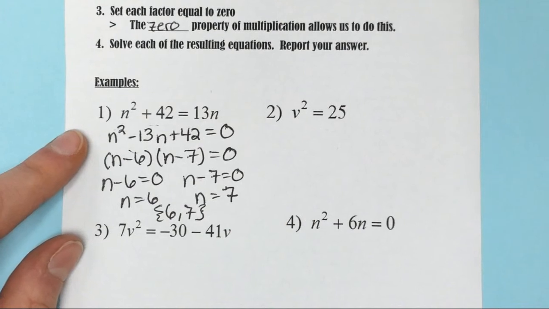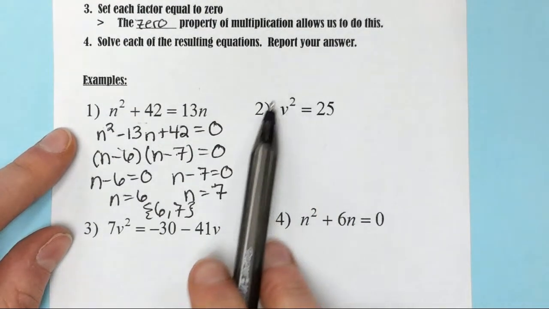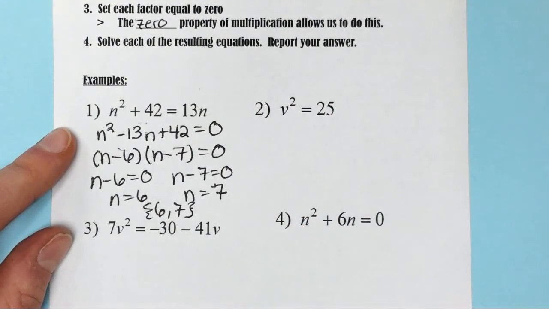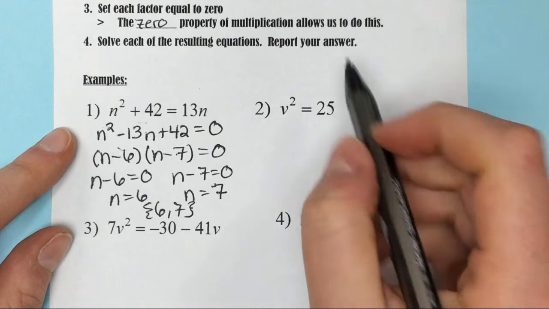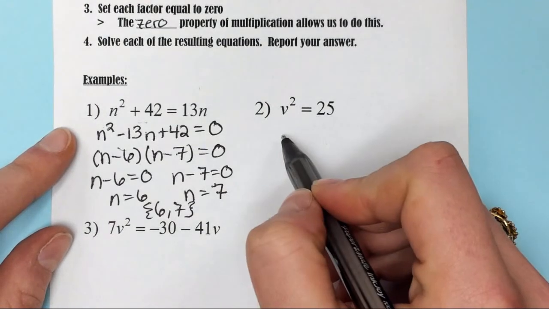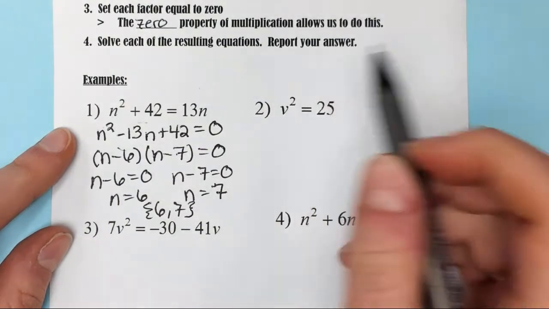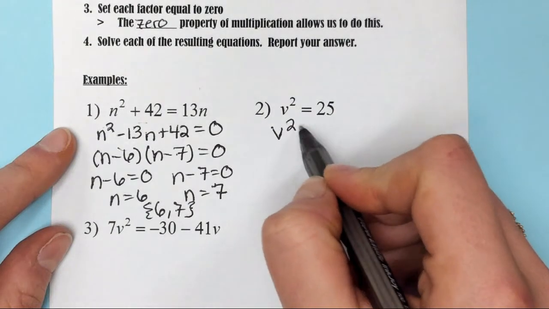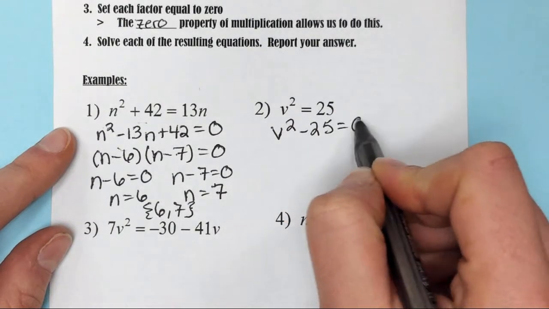Alright, example number 2. Now this one would be a candidate that you could use square roots in order to solve it. But I'm going to show you how to solve this using factoring, and you'll see that you'll get the same answers. So what I want to do is subtract 25 from both sides because I want to get this in the correct format. So it's going to give me v squared minus 25 equals 0.